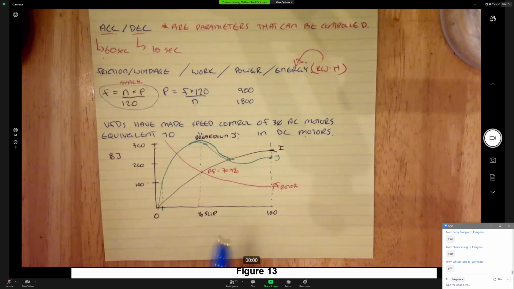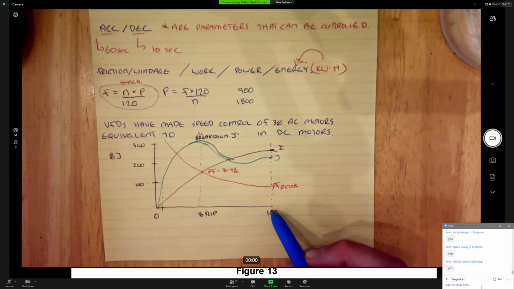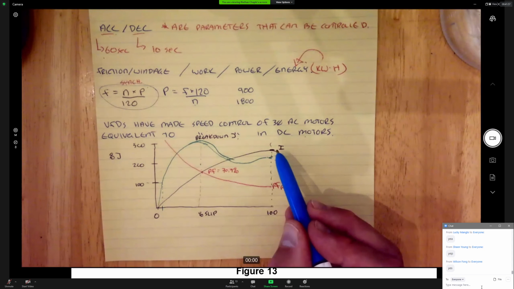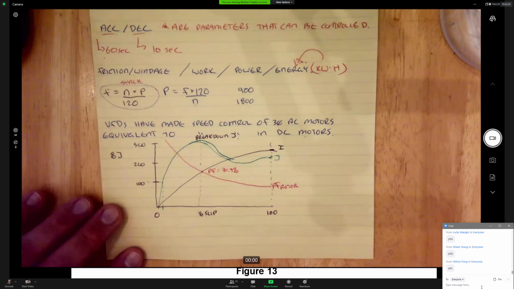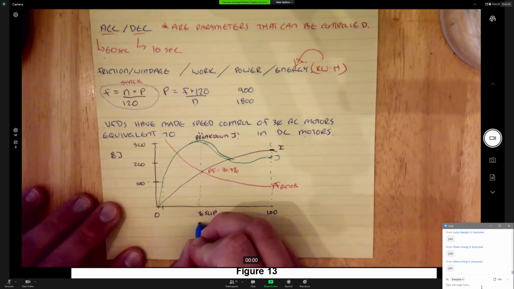Well, let's just go back here. The instant that we apply voltage to our rotor, we're going to have a maximum induced voltage because the rotor hasn't been spinning yet. A maximum induced frequency. So let's talk about the rotor frequency.